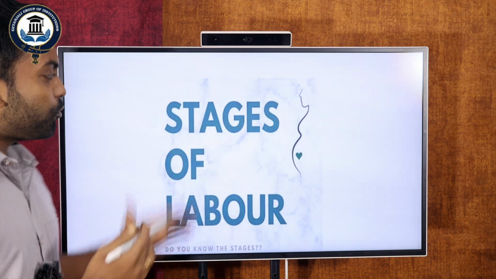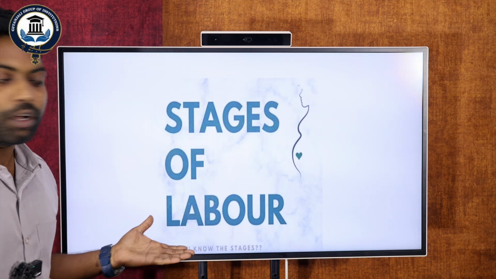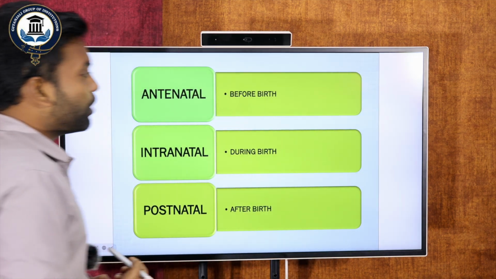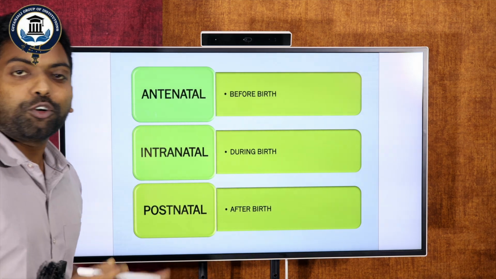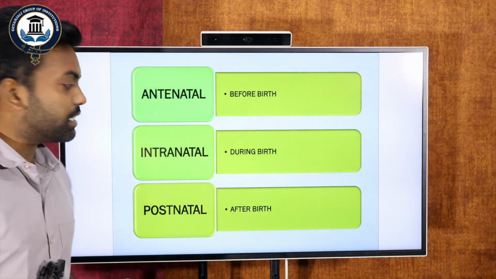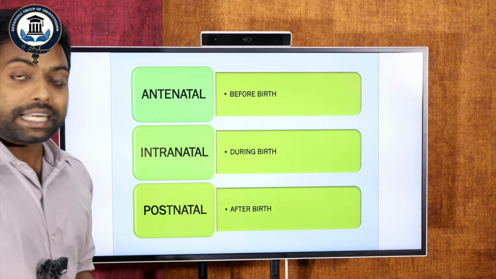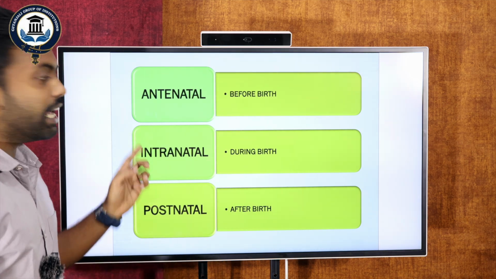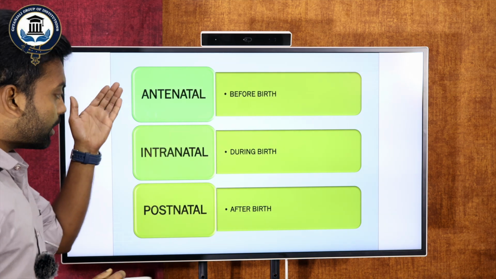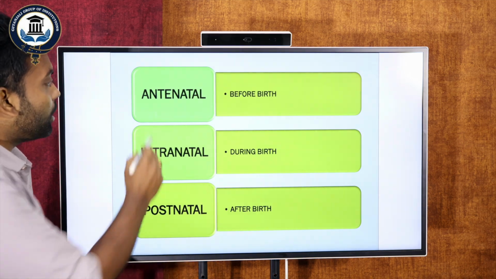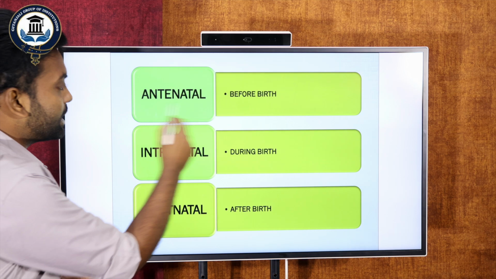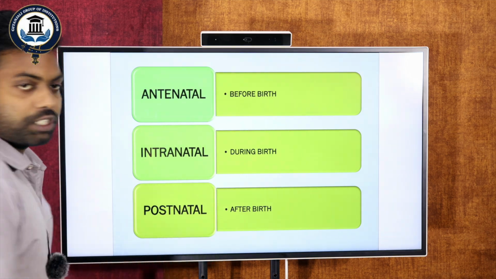My dear students, if you want to know what the stages of labor are, you must first know the meaning of labor. And before going to know the meaning of labor, you must understand the stages of pregnancy. My dear students, the complete pregnancy process happens within three stages. The first one is antenatal, intranatal and postnatal.